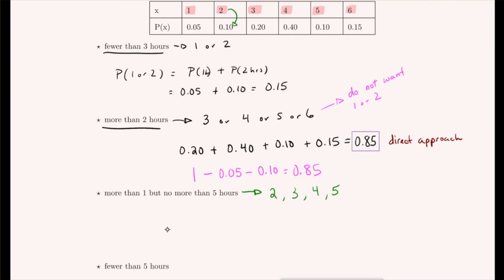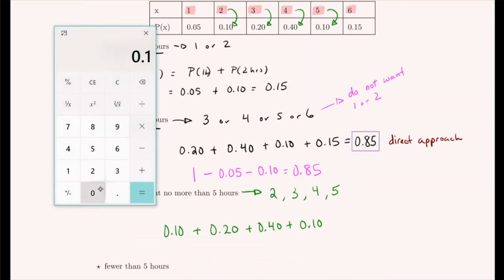The probability that 2 occurs, we already know, is 0.1, plus the probability that 3 occurs is 0.2, plus the probability that 4 occurs is 0.4, plus the probability that 5 occurs is 0.1. That would be 0.1 plus 0.2 plus 0.4 plus 0.1. That's 0.8, and that would be our answer here. This is how we would say the direct approach, because we just calculated exactly what they asked for.